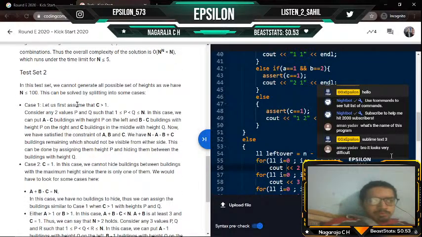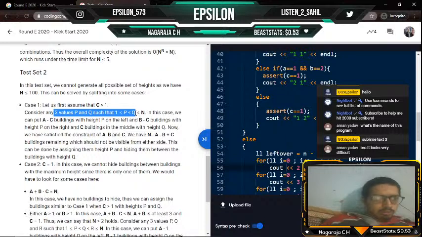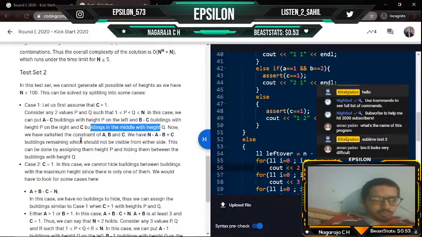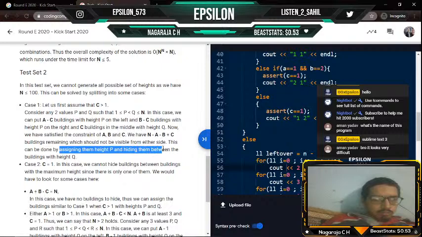Let us assume that c is greater than buildings p and q. In this case, we can put a minus c buildings with the height p on the left and b minus c buildings with the height p on the right and c buildings on the left. To satisfy the constraint of a, b, c, we have n plus a plus c buildings. So this can be assigned to the element.